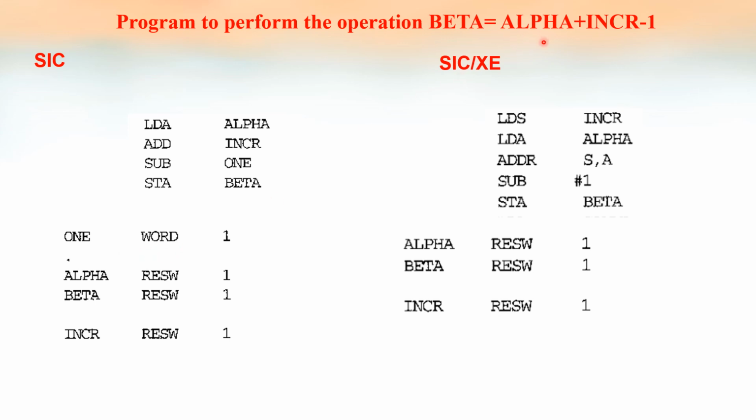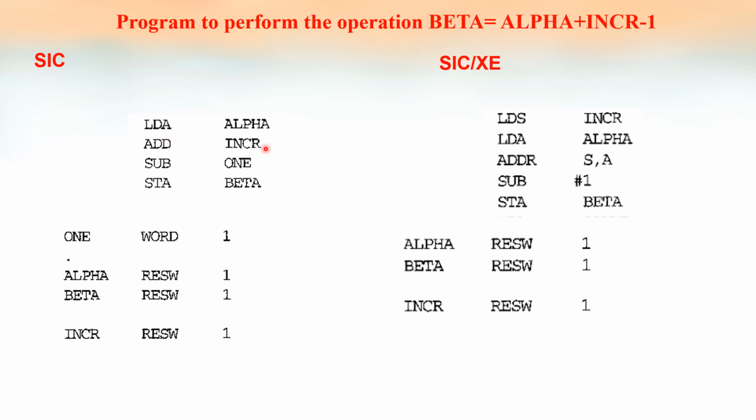Now the operation we have to do here is we have to add alpha and INCR, the contents of these memory locations, and subtract 1 from this. So first we will load alpha into the register A, then add INCR with it, then subtract 1 from the result and store the result back to beta. So here, LDA means load accumulator, alpha, with the content of the memory location alpha.